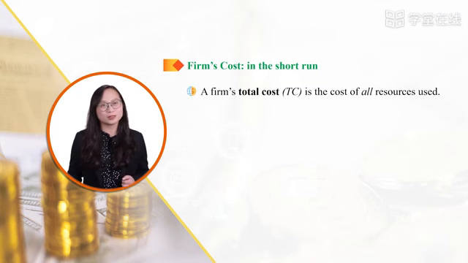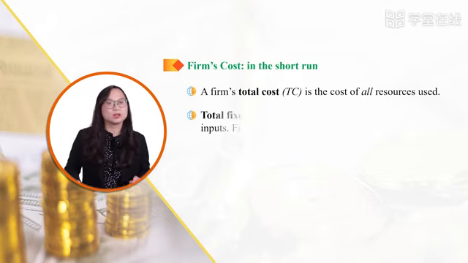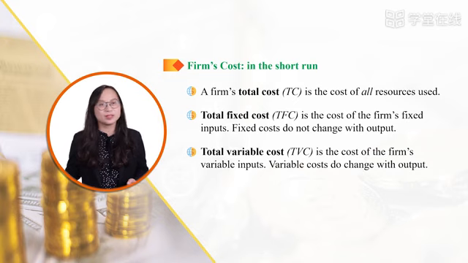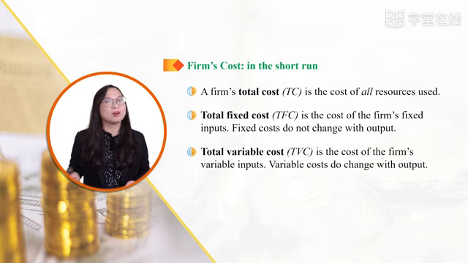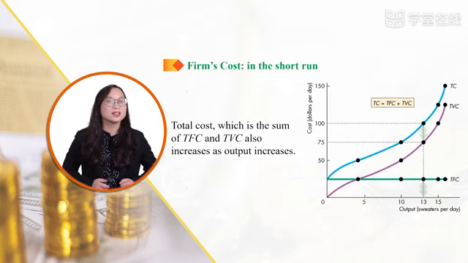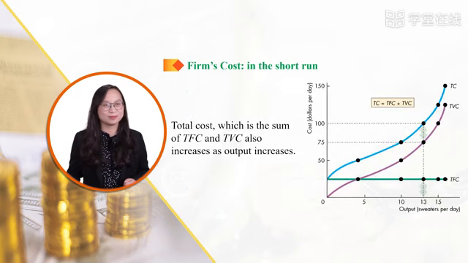A firm's total cost, TC, is the cost of all resources used. Total fixed cost, TFC, is the cost of the firm's fixed inputs. Fixed costs do not change with output. Total variable cost, TVC, is the cost of the firm's variable inputs. Variable costs do change with output. Total cost equals total fixed cost plus total variable cost. The figure shows all three costs.